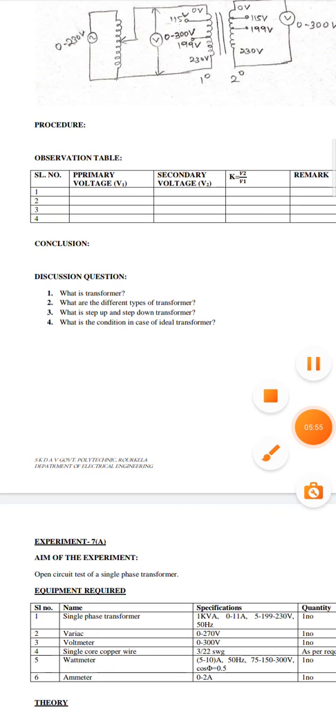So now we will demonstrate with the help of a circuit and some arrangement. Me along with Prakash sir will perform. So students, have a watch.